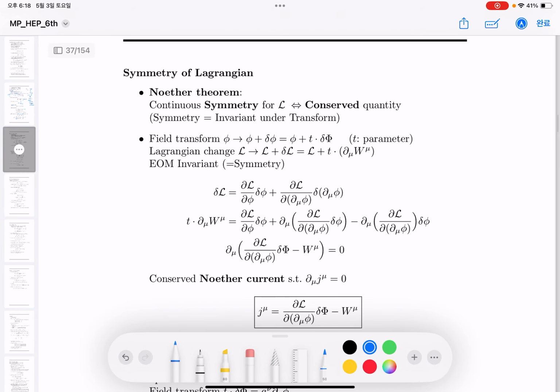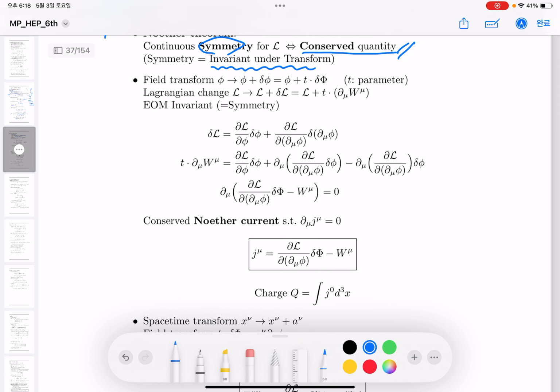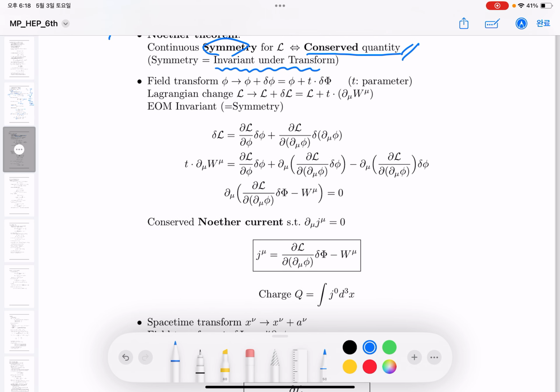Briefly, I want to talk about the symmetry of the Lagrangians. Symmetry means that the Lagrangian density is invariant under transformations, and by the Noether theorem, there will always be a conserved quantity. There are two concepts of the theorem here. First of all, we can consider the field transformation, and another one is the space-time transformation. For the field transformation with a small deviation delta phi, we can define it as t times delta capital phi, where t is a parameter.